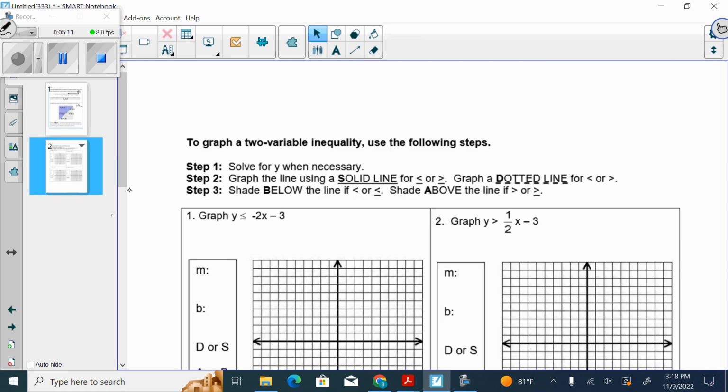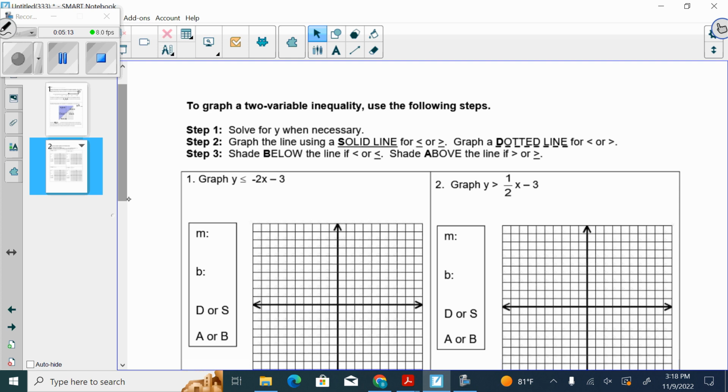Okay, we're now going to graph some of our own. They give us steps to follow for graphing these inequalities. Okay, it says first you may need to solve for y. So this step means put it in y equals mx plus b form, if it's not already.